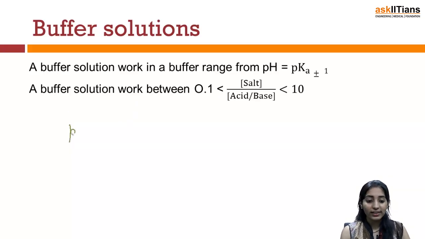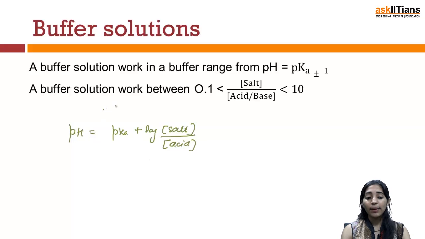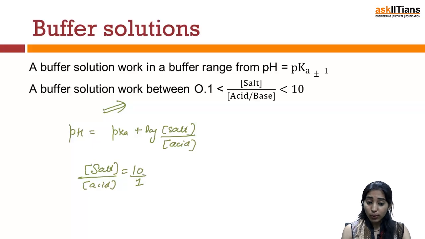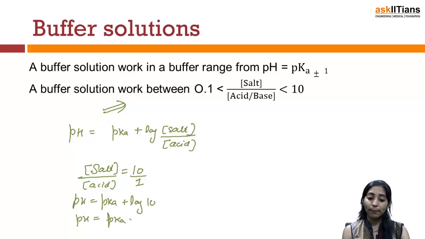Since we have already written an equation where we said that pH will be pKa plus log of concentration of salt by concentration of acid or the concentration of base. This I am considering for the case of an acidic buffer. So I can say if the concentration of salt by concentration of acid is nearly 10:1, then only we can say that the pH value will be nothing but pKa plus log 10, and log 10 is nothing but 1. So we can say pH is equal to pKa plus 1.